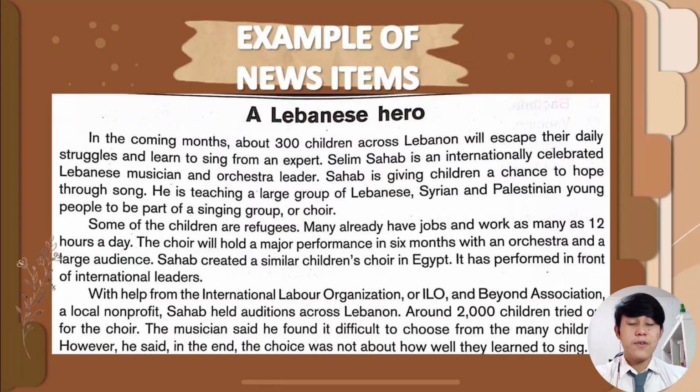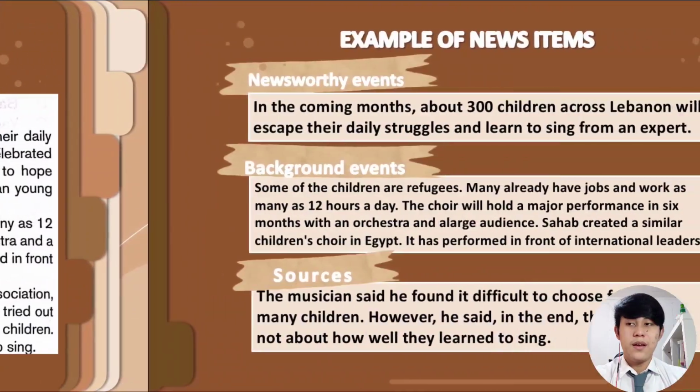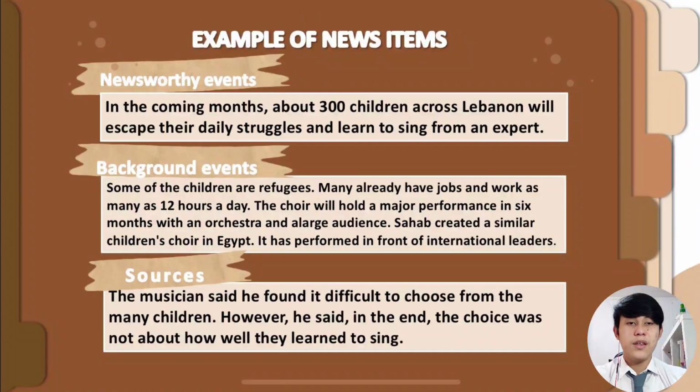So this is an example of a news item text. In this text, we can find the 3 generic structures that we have already learned. The first structure is the newsworthy event. The text that describes this structure we can find at the beginning of this text, from "In the coming months" until "to sing from an expert", which is described as the newsworthy event.